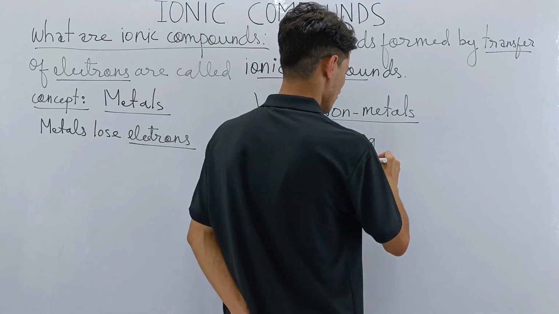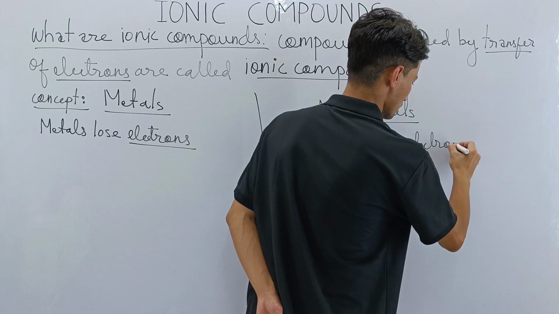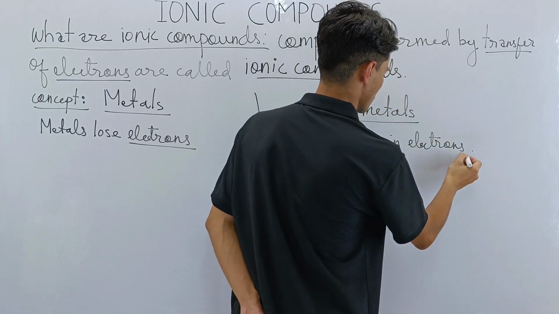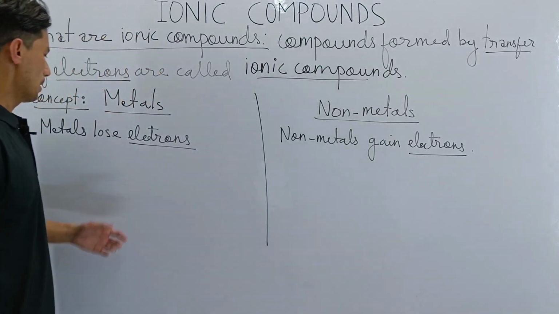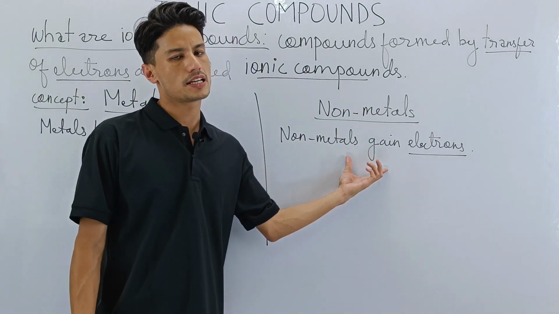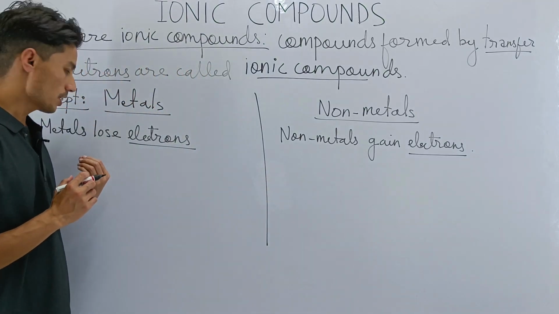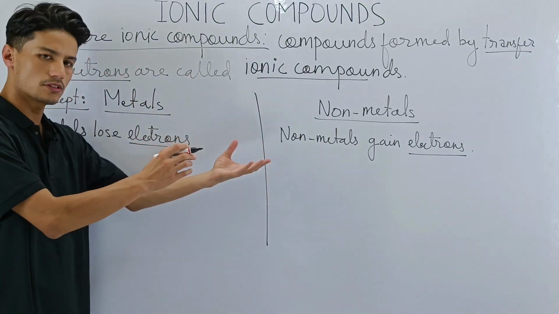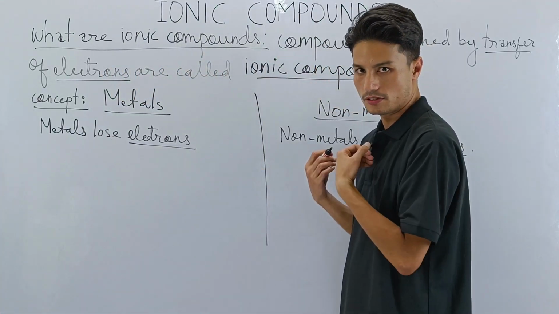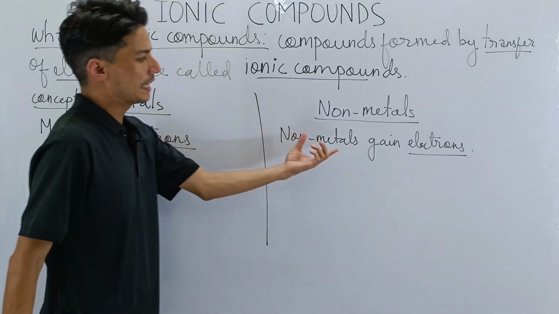Non-metals gain electrons. Electrons. Remember this. So all metals lose electrons and all non-metals receive electrons. So metals, okay, they lose electrons, so they are giving electrons, and non-metals gain electrons, they receive electrons, right? So remember this: metals lose electrons, non-metals gain electrons.